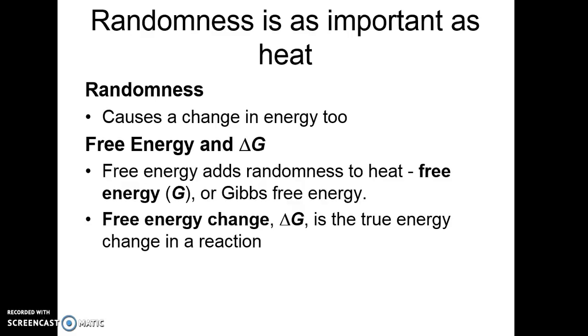That doesn't happen. If you look at taking randomness into account in a reaction, we've got to consider both heat and randomness or entropy. And the way that we do that is in a sum called the free energy. So in this free energy, we have both the randomness and the heat changes. This free energy is expressed as a delta G. That's a change in free energy.